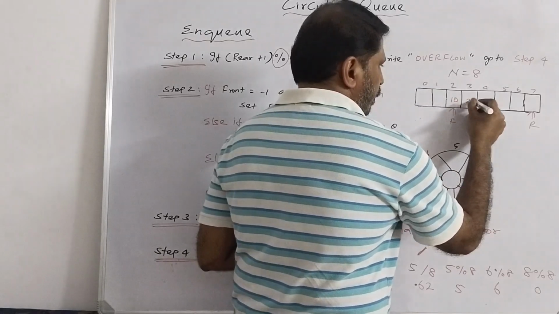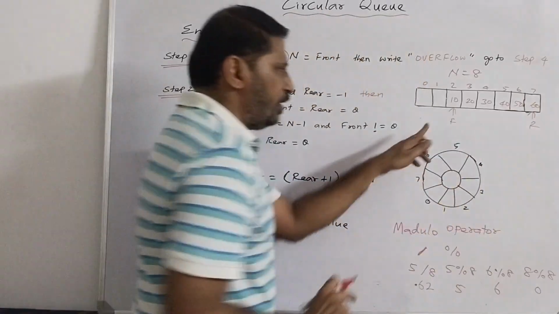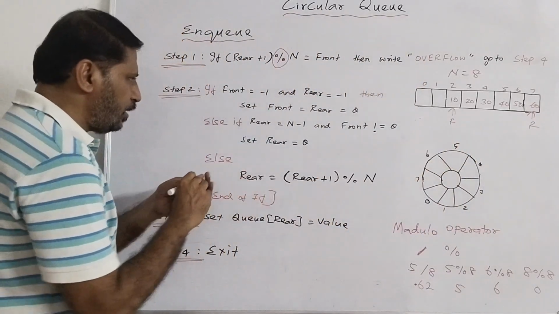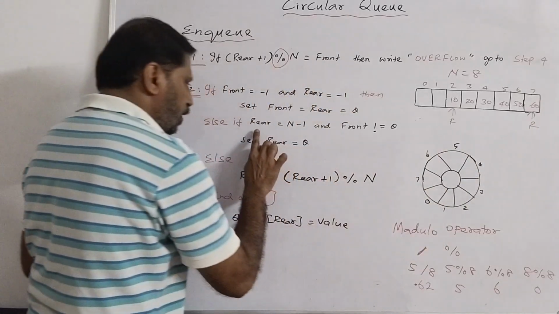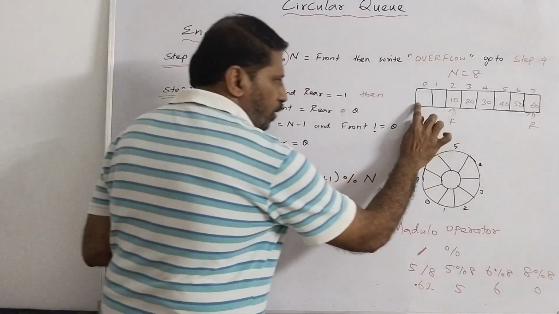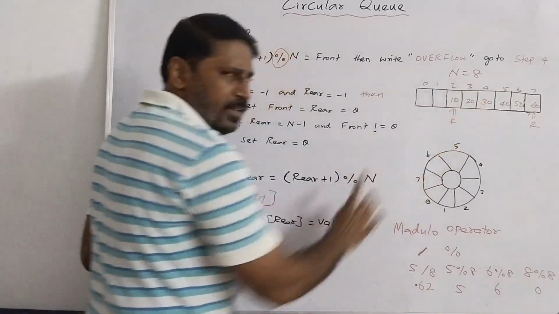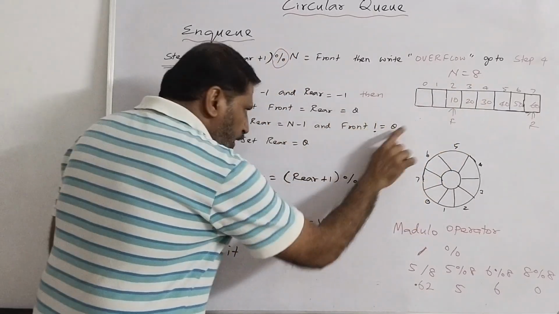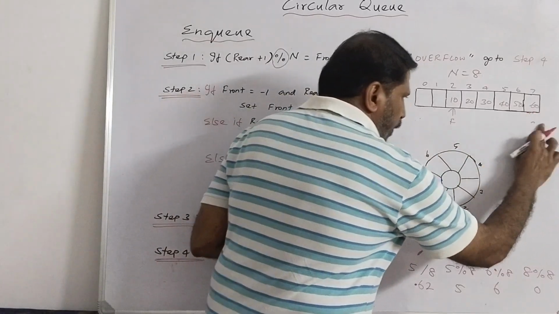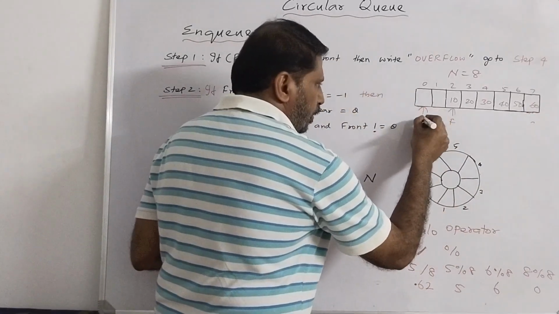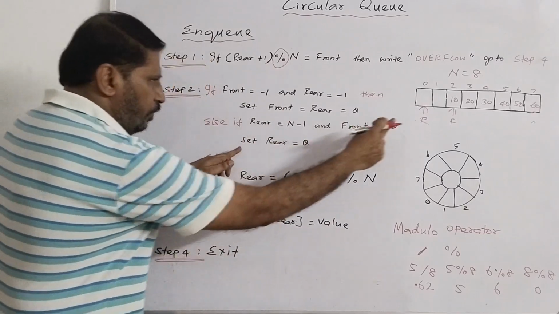This is the condition. Rear equal to n minus 1, it is in the n minus 1 position, and front not equal to 0, because front is in the second position. In this scenario, I have to increment the rear pointer to here and store the value. Rear equal to 0.